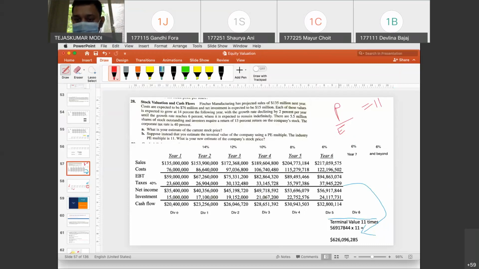Right, beta? Yes sir. Because the word earnings means earnings to the shareholders, accounting earnings. So I know earnings now. I will multiply this with 11, and that would be the price. So at time 6, the terminal value is 626 million, I think, right?